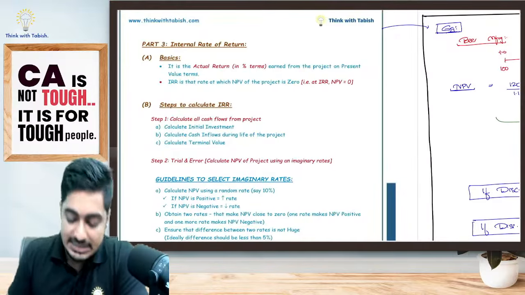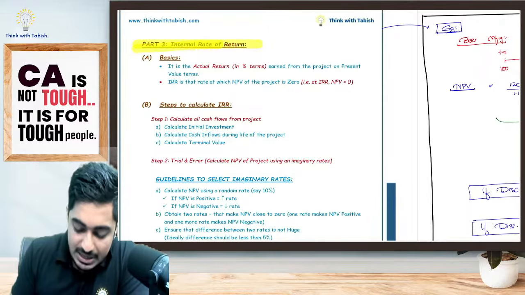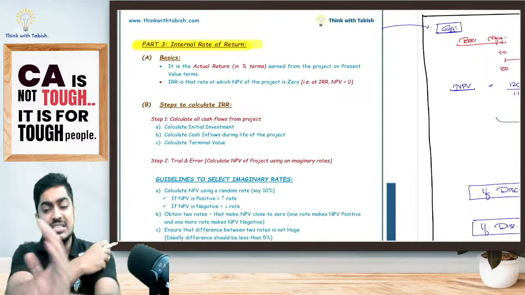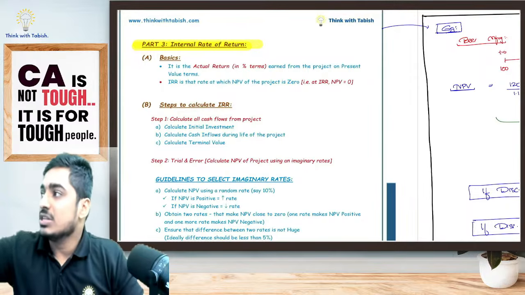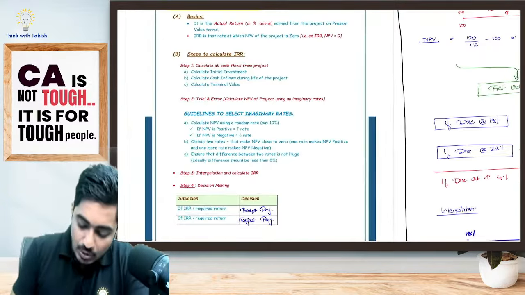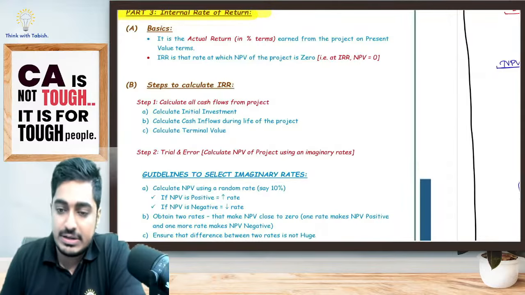Next thing is the internal rate of return. Again, all these things have been there long back from Inter days itself, but still we will keep using them subsequently. That is why I'm still touching upon these points. What is internal rate of return?